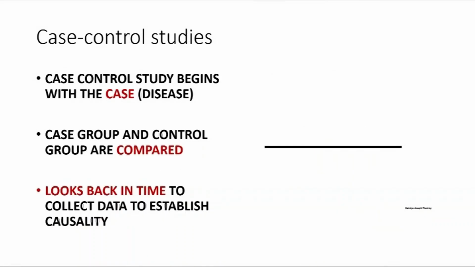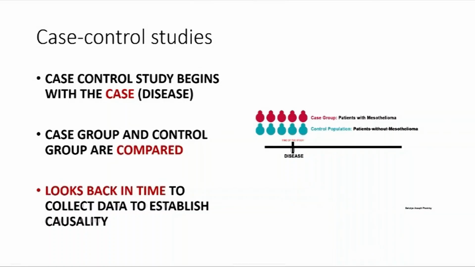So as we say, the case control begins with the disease. You have your case group, you have your control group, you look back in time to establish causality. We have our timeline, so we start with the disease. For example, let's pick patients who have mesothelioma. You have a group A, these people have the disease, and you have the control group that does not have the disease. Now you go back in time.